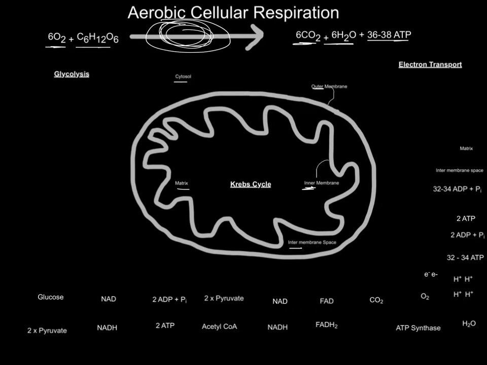So our aerobic cellular respiration is a three-step process. Step number 1 is glycolysis. Then we have step number 2, which is the Krebs cycle. And then we have step number 3, which is the electron transport chain. And they do go in that order. So let's have a look at what's occurring in glycolysis.